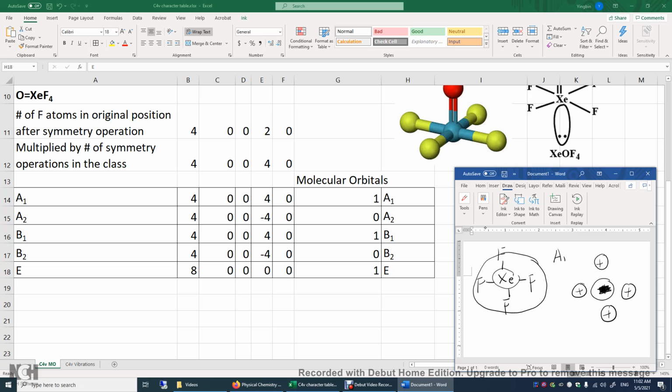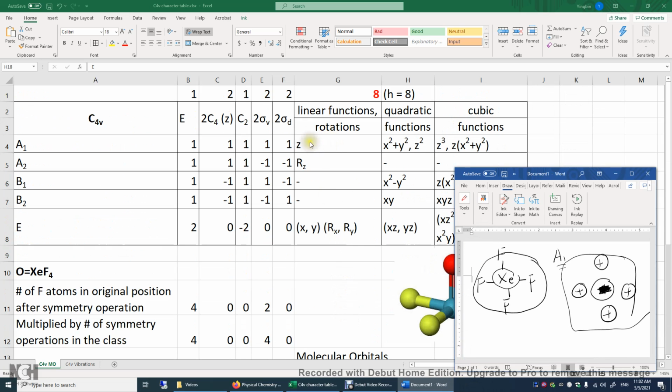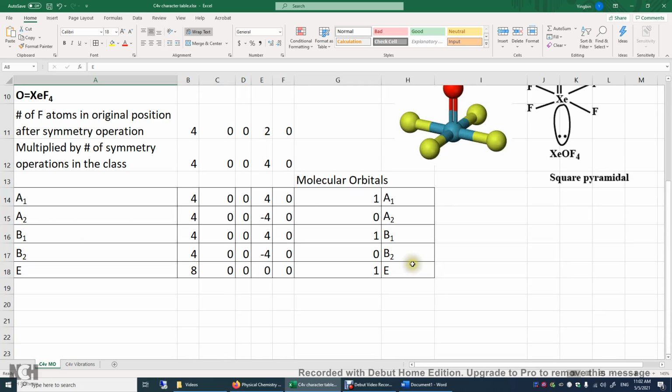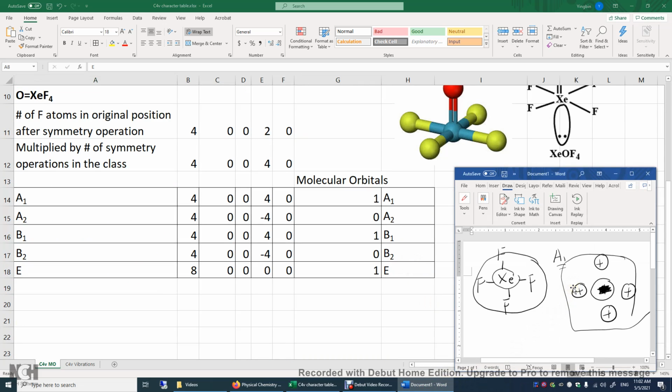All right. So you can still use this kind of shape to describe the interaction between the pz orbital of xenon and the fluorine atoms. Again, it's A1 symmetry. And by the way, the pz orbital has A1 symmetry, all right? The pz orbital centered on xenon has the A1 symmetry. What about px, py? They have the E symmetry, doubly degenerate E symmetry.